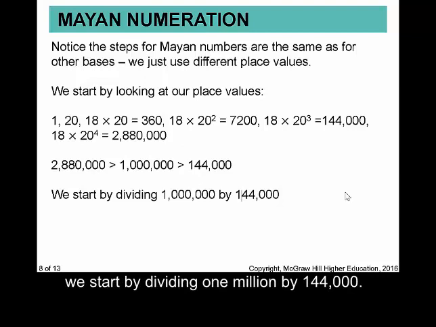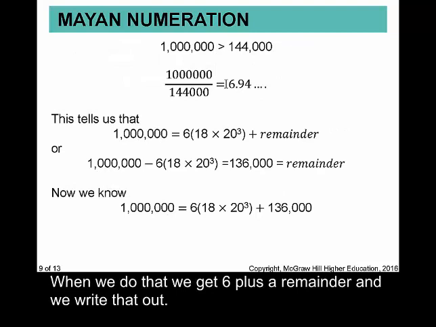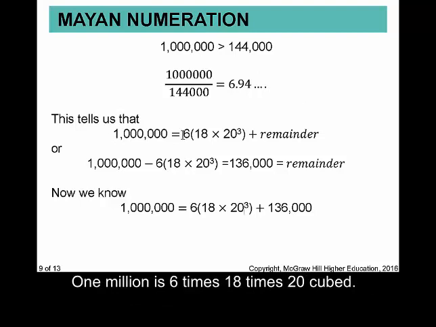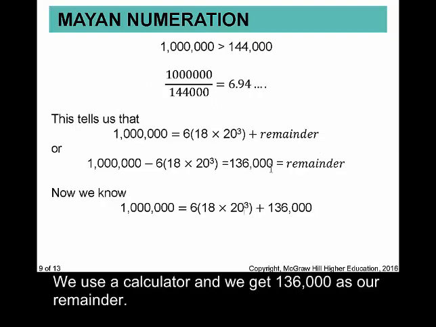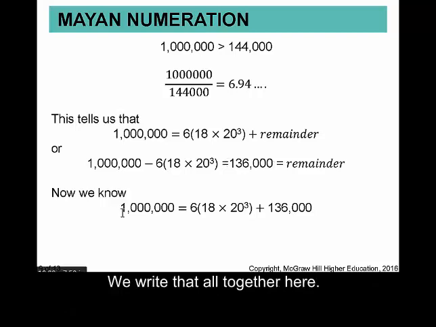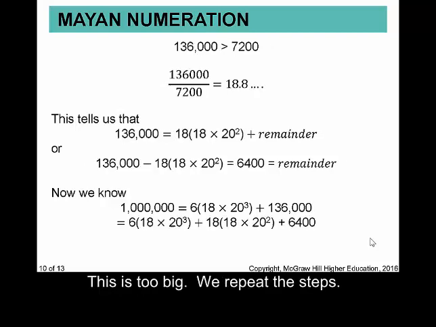by dividing 1 million by 144,000. When we do that, we get 6 plus a remainder, and we write that out. 1 million is 6 times 18 times 20 cubed. That's 144,000 plus a remainder. We subtract over, we use a calculator, and we get 136,000 as our remainder. We write that all together here. This is too big. We repeat the steps.